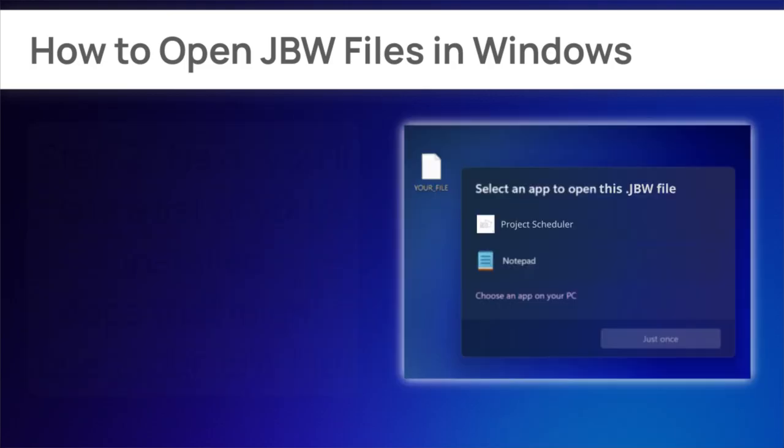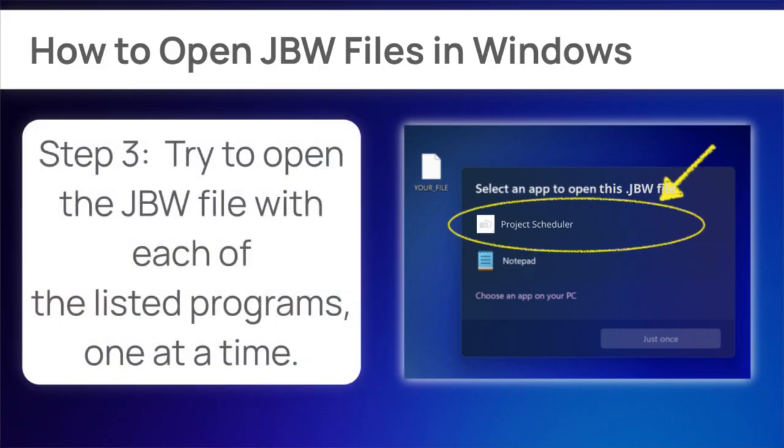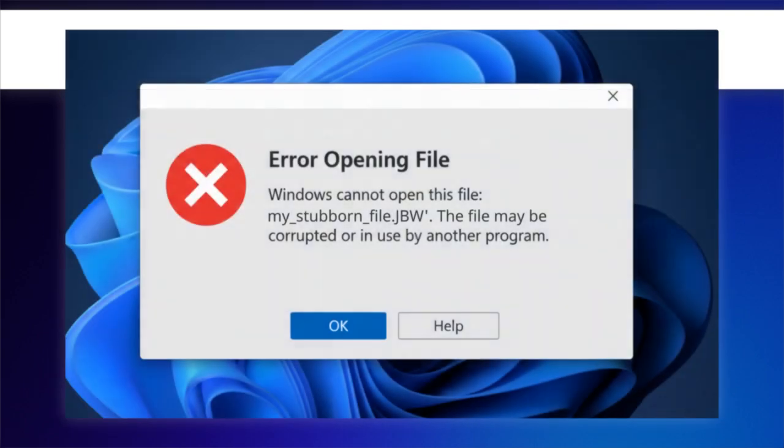Right-click the JBW file and choose Open With. If Project Scheduler is an option, select it first. Otherwise, try another tool from the list. Compatibility is key. If the JBW file won't open, don't panic.